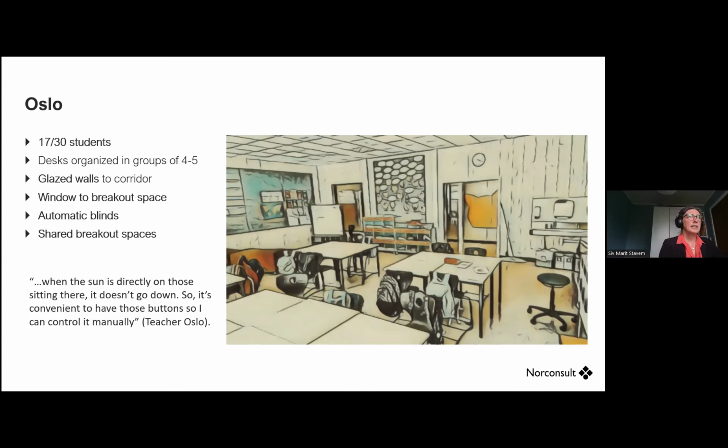And they had glazed walls, then windows to the corridor. They had a window to the breakout space. They also had big windows to a field, and they had automatic blinds. All the breakout spaces were shared with another class.